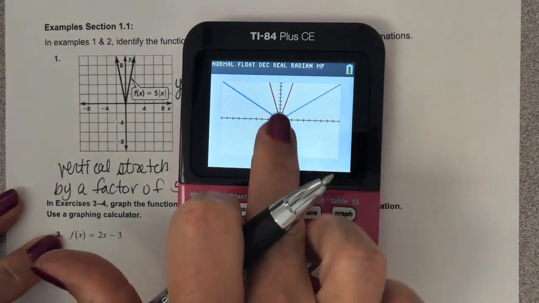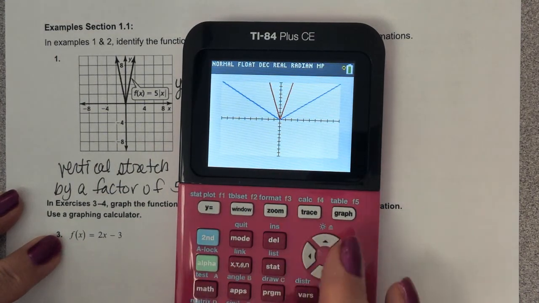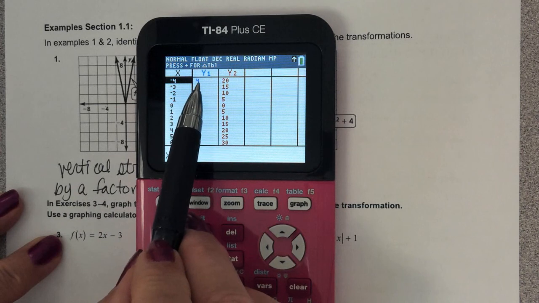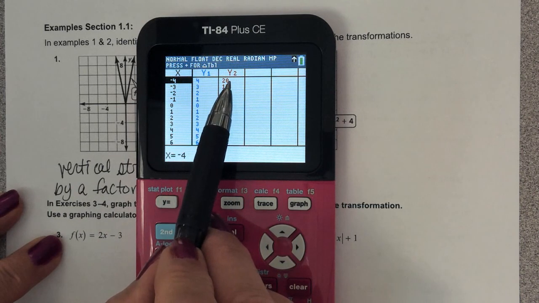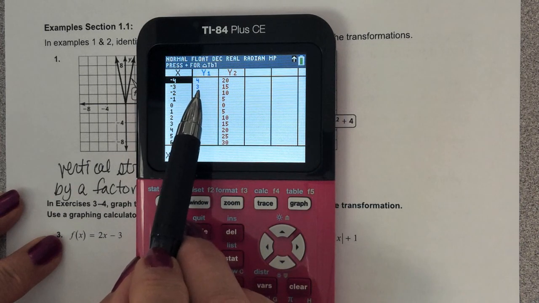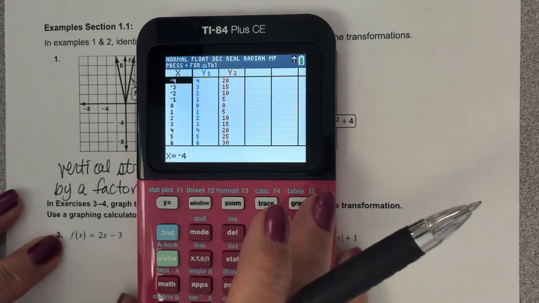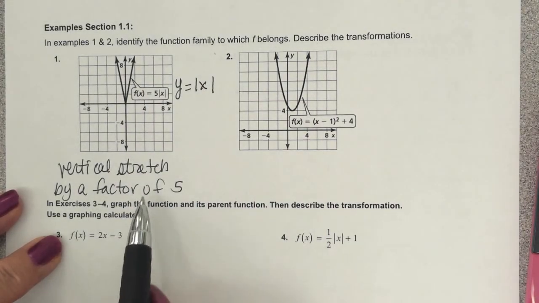See how it's so much steeper? If I look at my table of values, see how normally here I've got a y value of 4, but now it's 20. It's 5 times as much. I used to have a y value of 3 in my original function, now it's 15. So see how those y's all got multiplied by 5? That's a vertical stretch by a factor of 5.